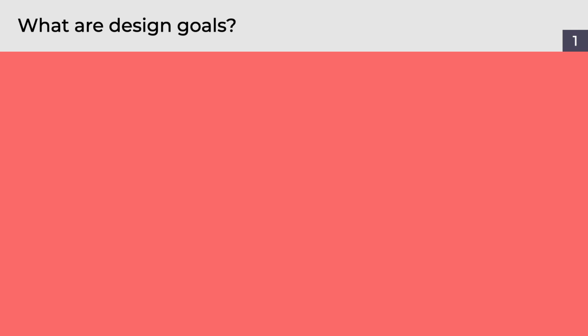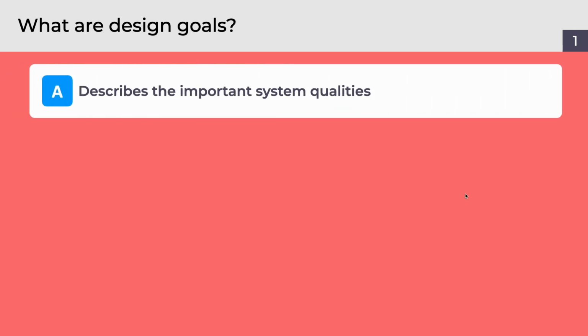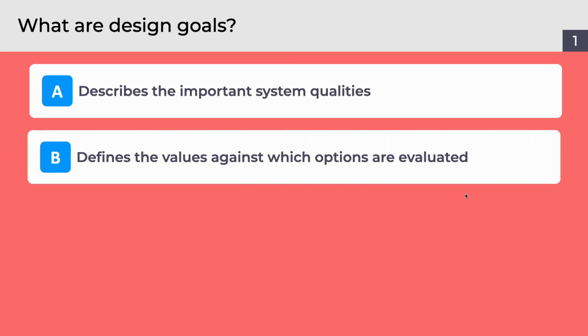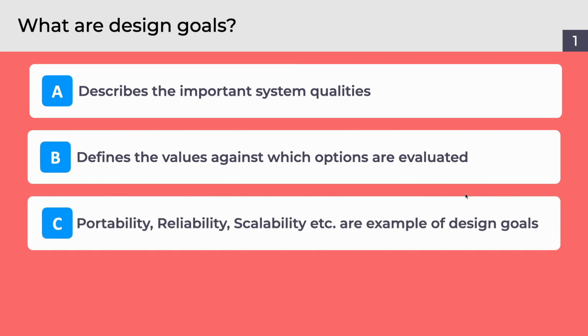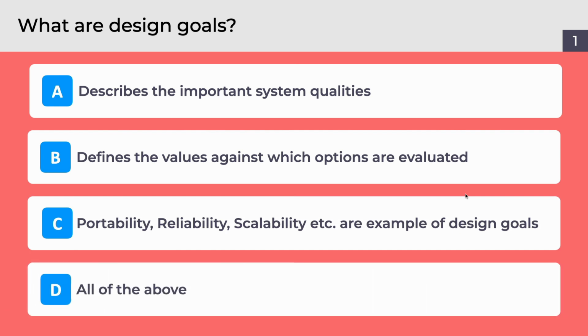Question number 1. What are design goals? A. Describes the important system qualities. B. Defines the values against which options are evaluated. C. Portability, reliability, scalability, etc. are examples of design goals. D. All the above. So if I think through, option A looks correct to me because design goals are nothing but the important system qualities.